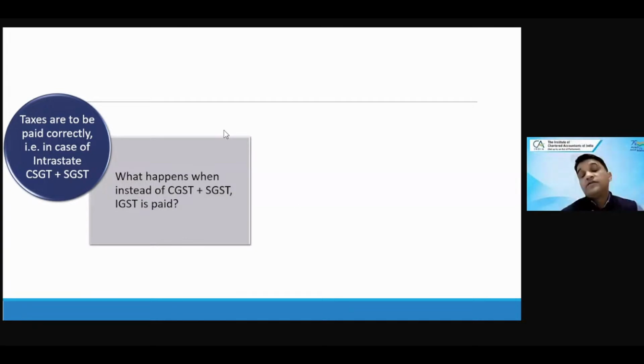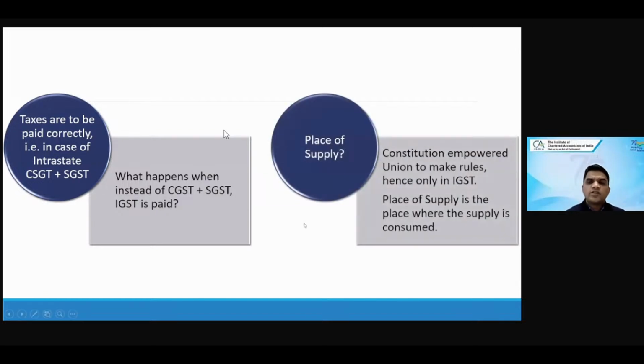So that is why it is very important that at the time of making the supply itself, you decide the place of supply and pay the correct taxes. What is the place of supply? It is a constitutionally empowered union to make rules. Hence, it is there only in IGST because the power is there only with the central government.